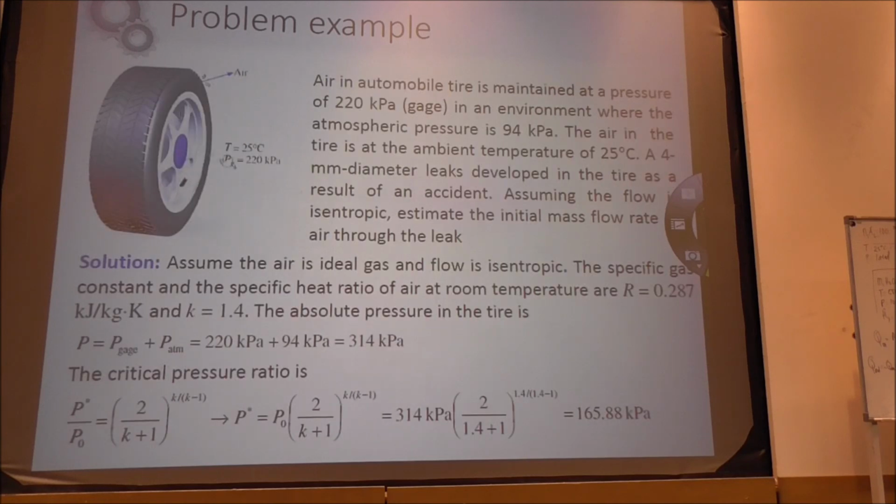That's why in the case of this problem example, you need to change the P, because this one is gauge, into the absolute pressure. When you are dealing with compressible flow, always use absolute pressure, because ideal gas only works with absolute pressure and absolute temperature. You cannot use degrees Celsius, you need to use Kelvin.